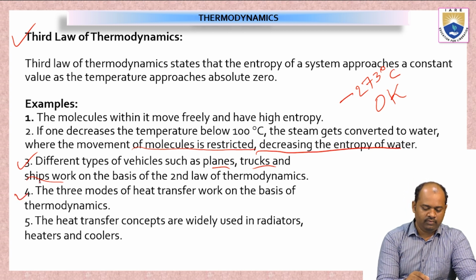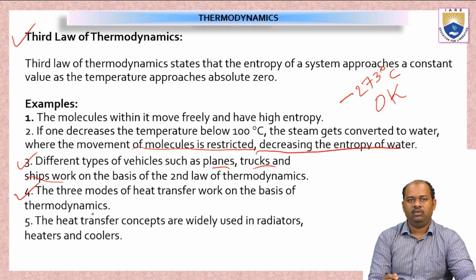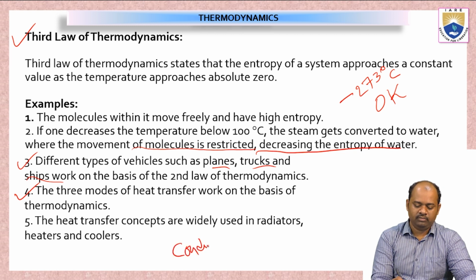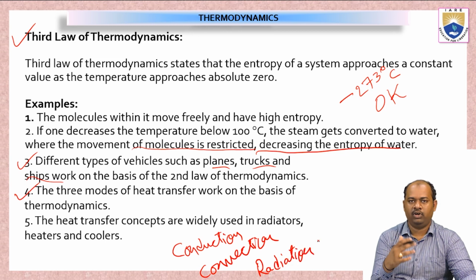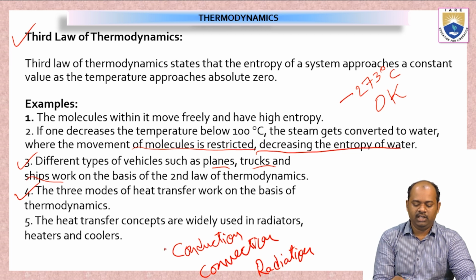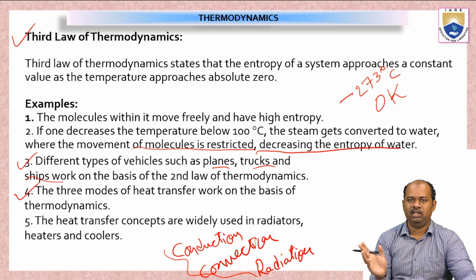And the fourth example is that the three modes of heat transfer work on the basis of thermodynamics. In heat transfer, we have three modes, that is conduction, convection and radiation. These are the three forms of heat transfer where heat is transferred from one body to another body. Now these three forms are based on the third law of thermodynamics. So when we are studying heat transfer, the basis for heat transfer is the third law of thermodynamics.